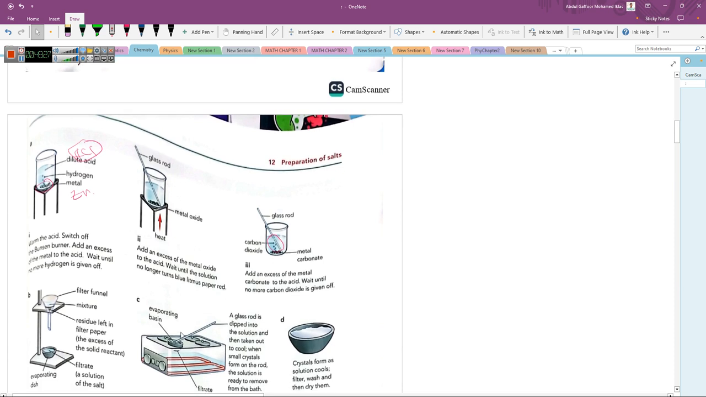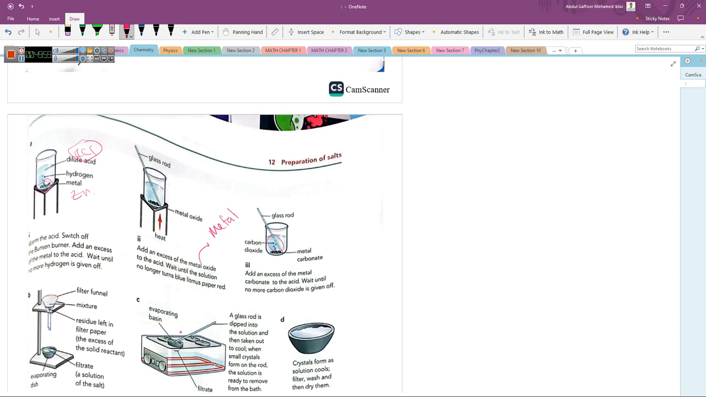Now you see here the first picture. Now this is what? Metal oxide. Here we use the pure metal, but here we use metal oxide, right? Now, if you heat a metal oxide, also a salt can be produced, right? So you don't worry about it, right?